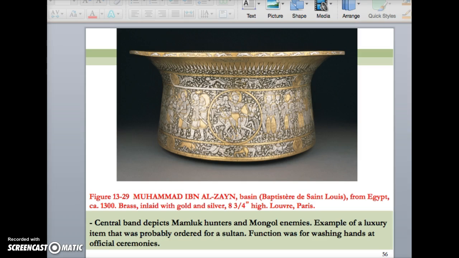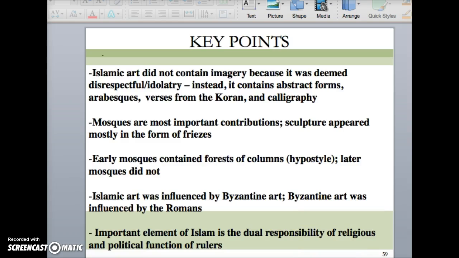So I only have about a minute left, girls, so I don't have enough time to talk about this basin. So I do want you to read about it in your textbook and be familiar with it, because it is a College Board required work, and it's unique because it contains zoomorphic images, which is very rare in Islamic art. So read about that, and then also take the time to go through my key points slide.